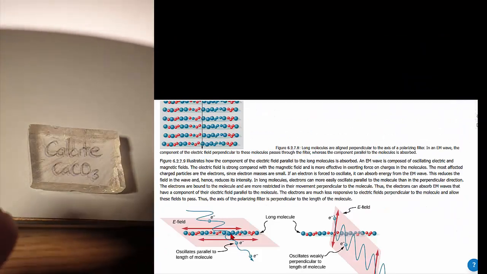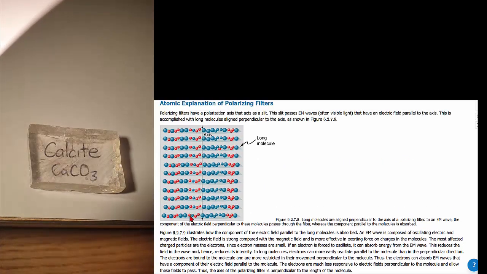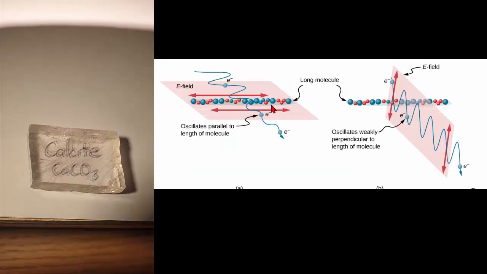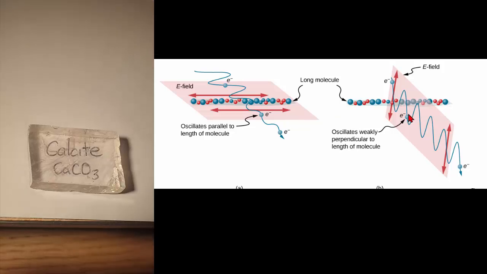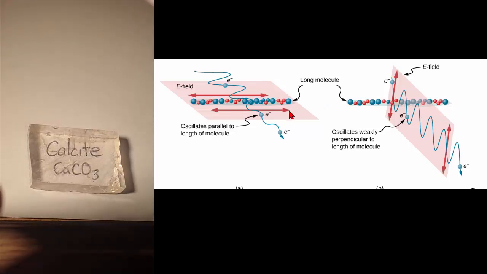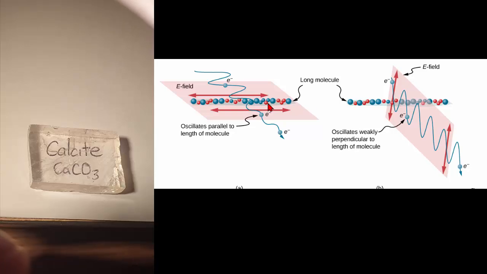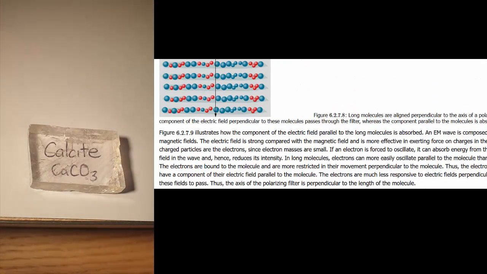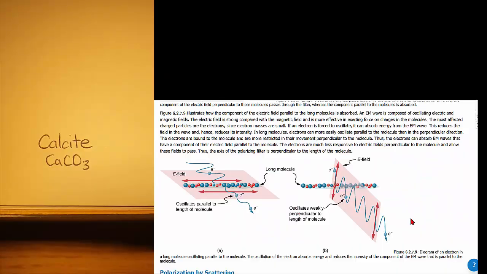So you can see here with the Polaroid lens, what's happening is they're molecules that are all lined up, and the electric wave will interact with the electrons quite well along here and get absorbed, but not so much if they're going up and down. And so that's how the sunglasses work, how they polarize the light. They allow the light that's up and down through, if it's in this direction.